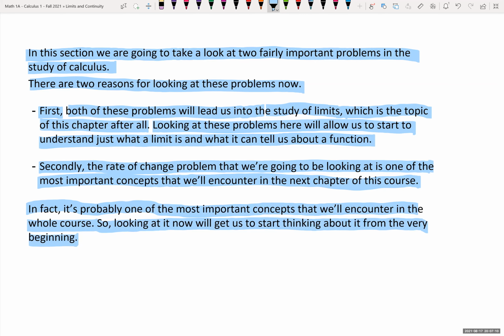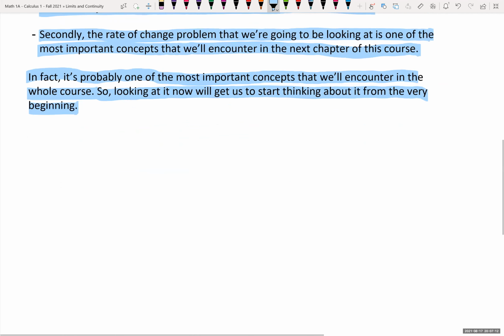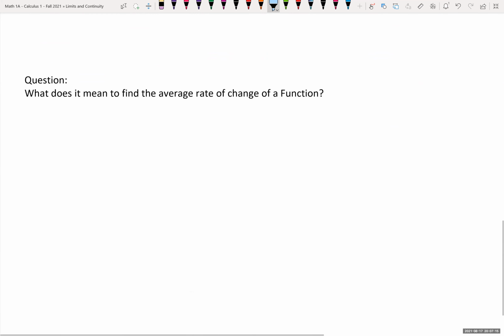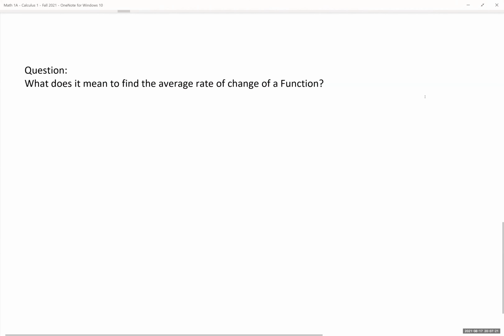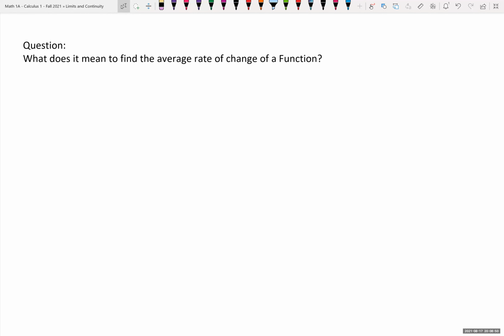Okay, question for you guys. What does it mean to find the average rate of change of a function? I'm going to give you a second to think about that. Okay, you gave some great feedback while the video was paused, about finding the slope of a graph, or finding the average slope within a graph.